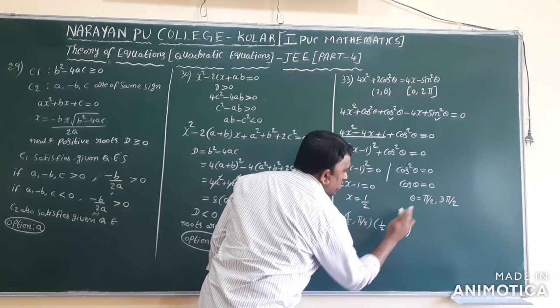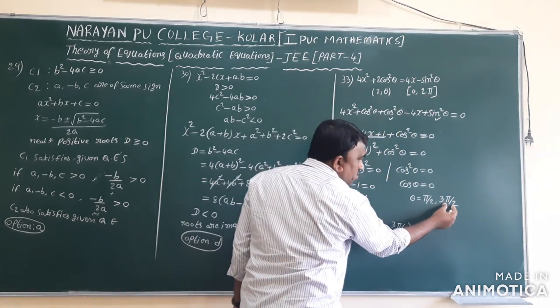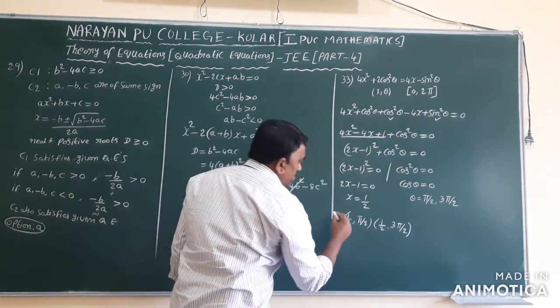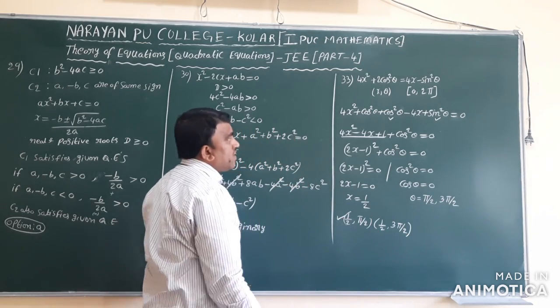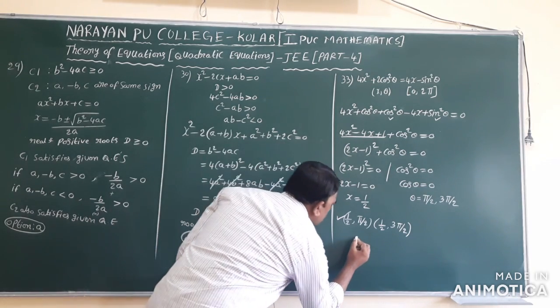These two values are there in the 0 to 2 pi. 2 pi is 360, and this value is 270 only. 270 exists in the 360 degrees. So these two are the ordered pairs. Number of ordered pairs is 2. So which option is correct? Option C is correct.